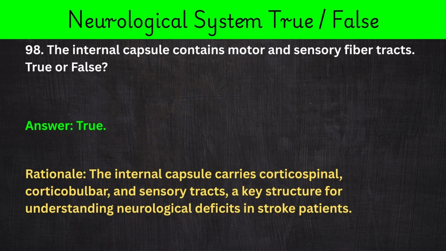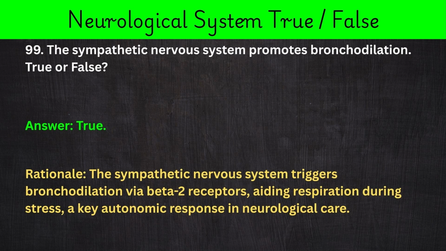Rationale: the internal capsule carries corticospinal, corticobulbar, and sensory tracts, a key structure for understanding neurological deficits in stroke patients. 99. The sympathetic nervous system promotes bronchodilation. True or false? Answer: true.